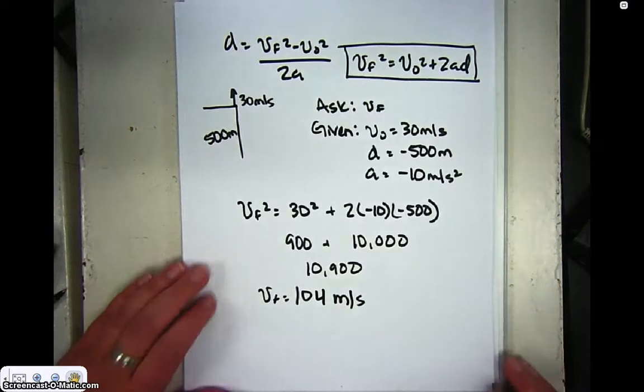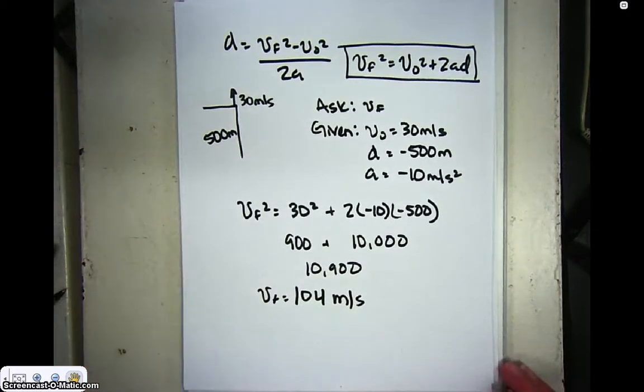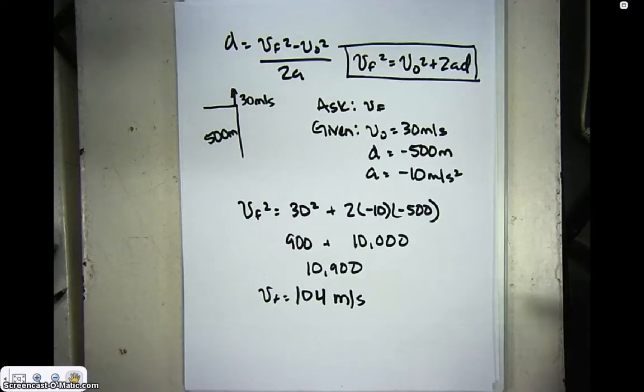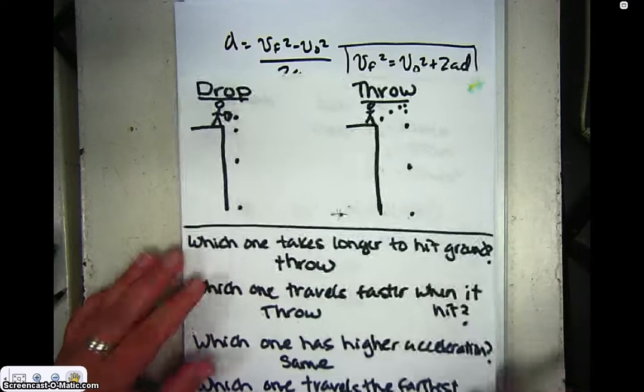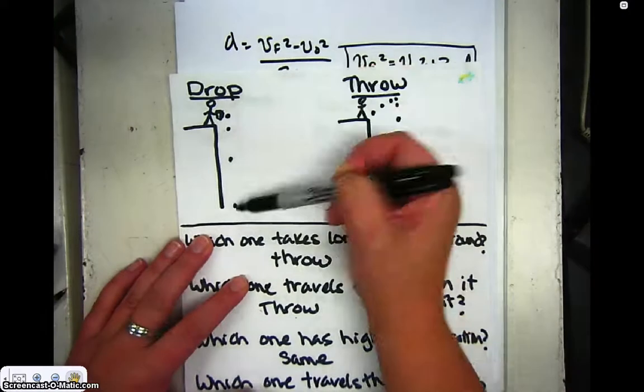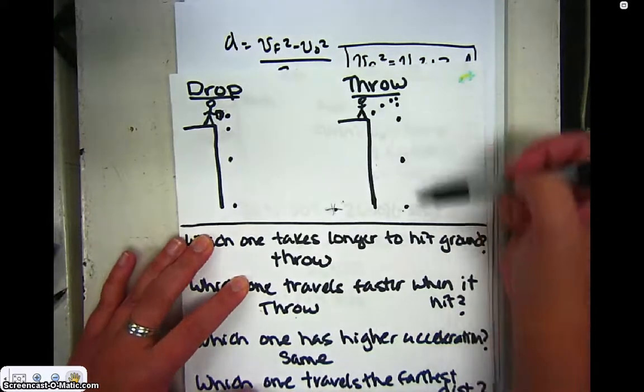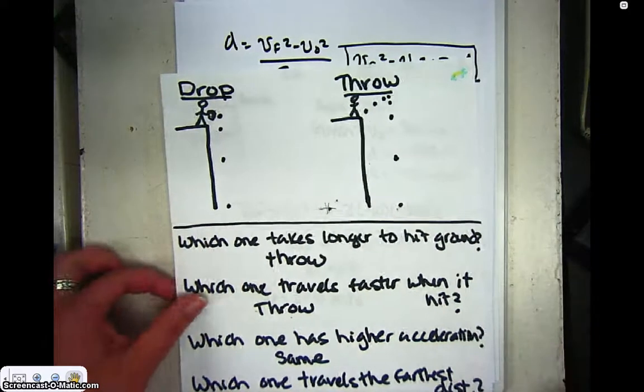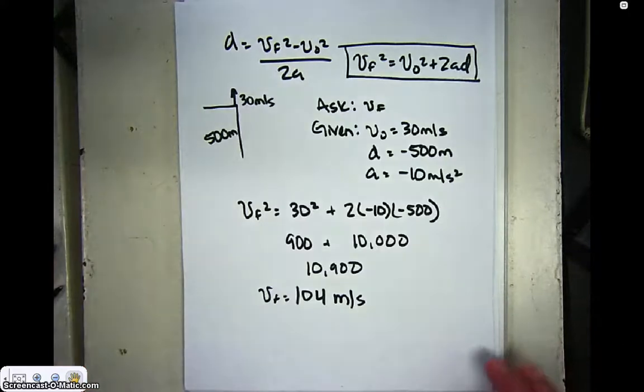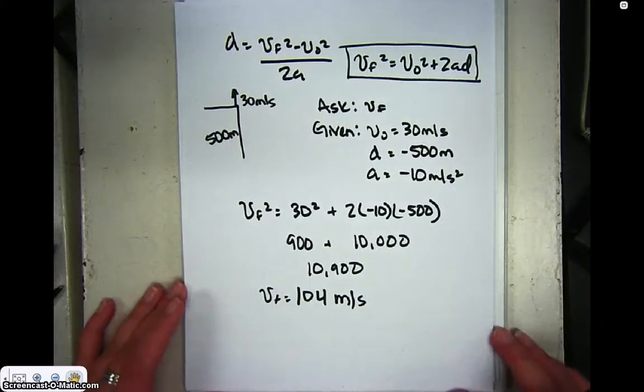So remember, our original prediction was that the ball that is thrown up in the air is going faster when it hits the ground than the ball that was dropped. This was going 100 meters per second. This was going 104 meters per second. Okay, so we just derived an equation that proves our original prediction.